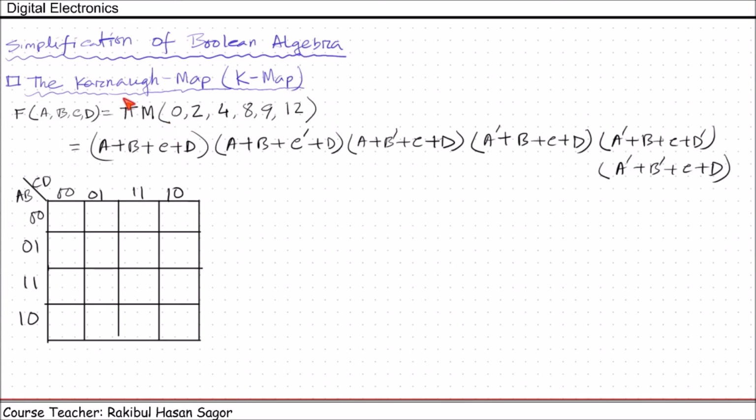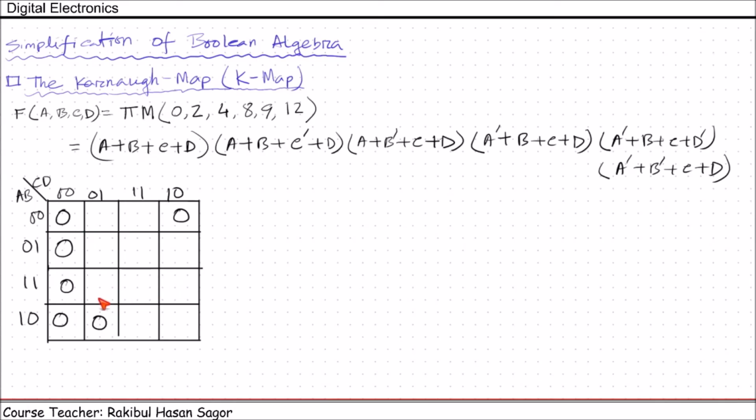Now, as it is expressed in product of max term form, for the positions mentioned here, we will place zeros. We have 0, so we'll place 0 here, then 2, this is the 2 position, so we'll place 0 here. 3, 4, this is the 4th position, 0, 1, 0, 0, which means 4. So in the 4th position, as it is product of max term form, we will place 0 here, then 5, 6, 7, 8, 9, 10, 11, 12, 13, 14, 15.